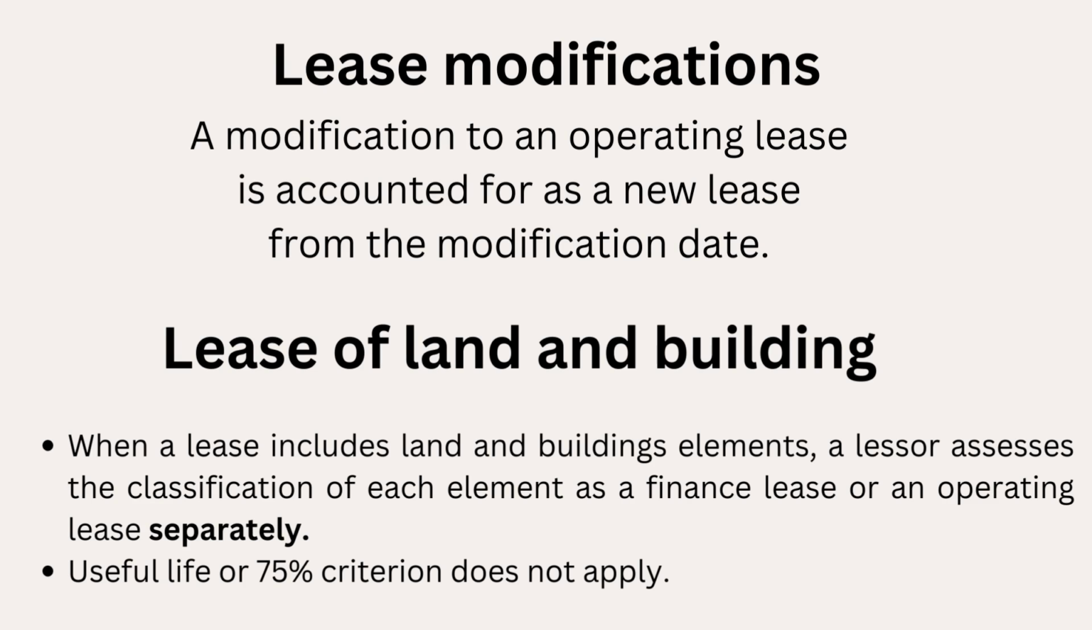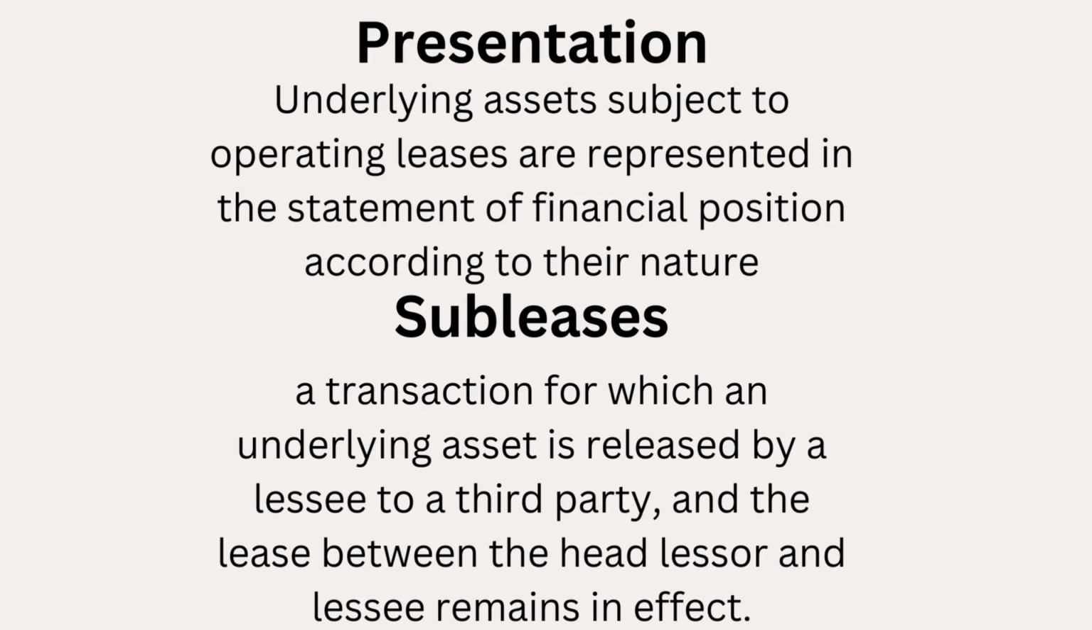Lease modification. A modification to an operating lease is accounted for as a new lease from the modification date. Na-account siya as new lease from the modification date. Lease of land and building. When a lease includes land and building elements, a lessor assesses the classification of each element as a finance lease or operating lease separately. The useful life or 75% criterion does not apply.